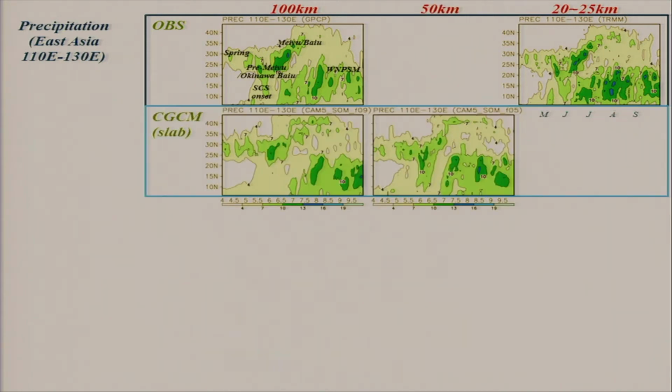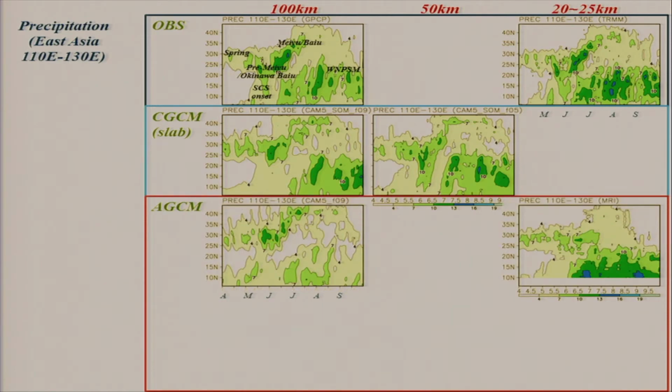The coupled model can generally simulate East Asia precipitation with good performance, but a higher horizontal resolution can give better performance, for example in the South China Sea monsoon onset, and the strength and the evolution. The AGCM, this is the CAM5 with the prescribed SST at 100 kilometer resolution, generally has a weaker WNP monsoon when compared to its slab ocean coupled version.